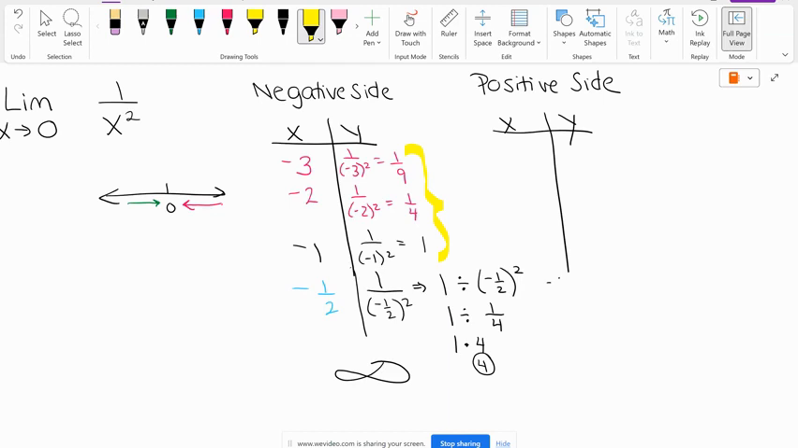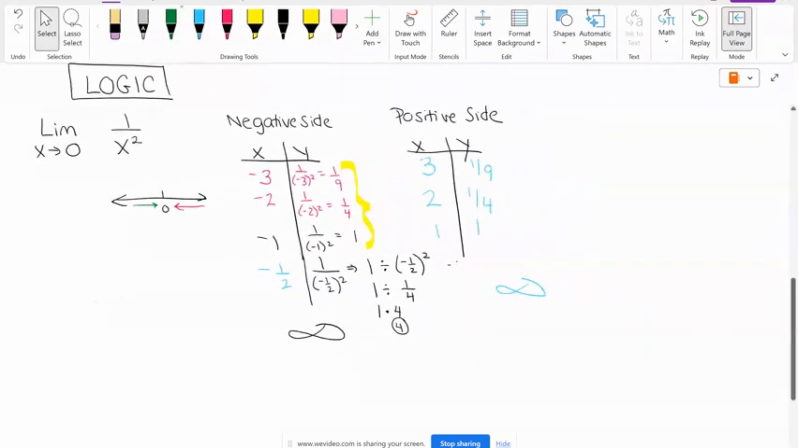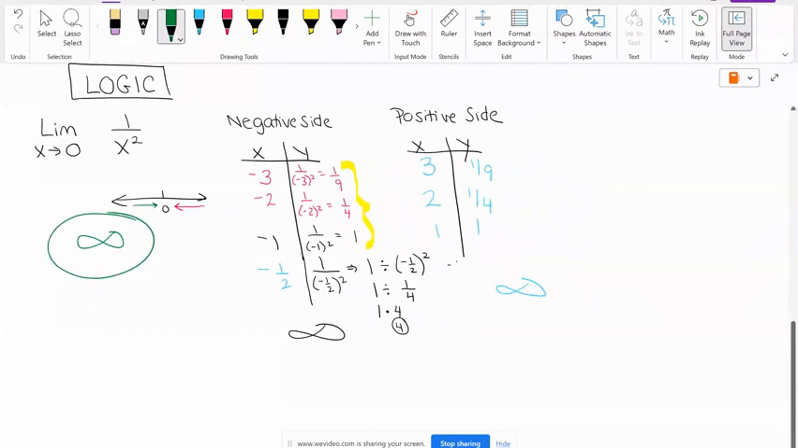All right, now we have to show the positive side is the same as the negative side. Are we ready? So now we're approaching 0 from the right side. So I'll do positive 3. And what do we get for y when I do positive 3? 1/9. Then what am I going to do? 2. And what are we going to get? 1/4. What do we realize? It's the same. So where is it going to? Infinity. Since the negative side is infinity and the positive side is infinity, what is my limit approaching? Infinity. That's logic.